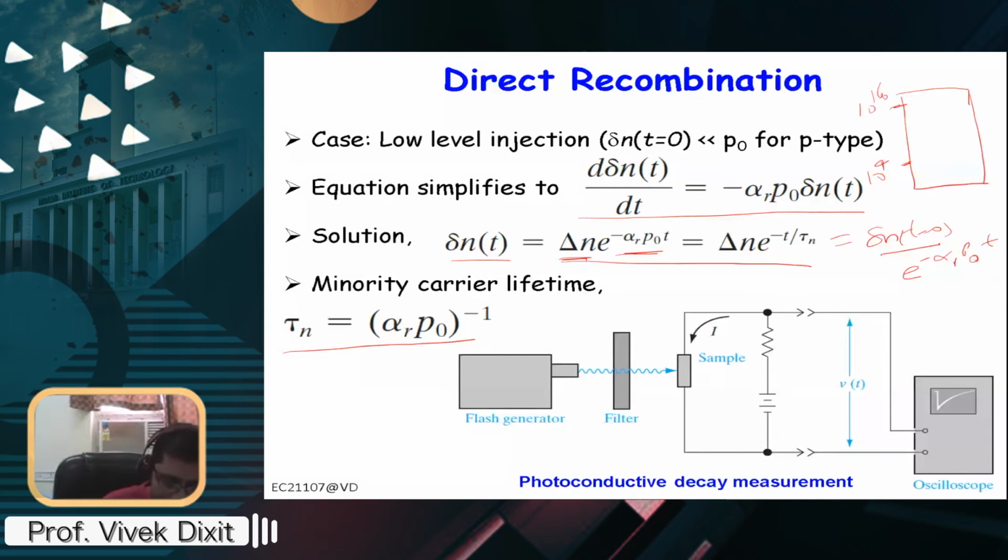And if the change is 10 to the power 12, this will remain more or less constant, but this will decrease with time. So this is e to the power minus t by tau, where tau is the minority carrier lifetime. This is 1 over alpha times p naught for p type, and for n type it will be 1 over alpha times n naught. You can write a more general expression if you don't ignore the minority carrier concentration. More generally, it will be 1 over alpha r times n naught plus p naught. This will be the minority carrier lifetime.